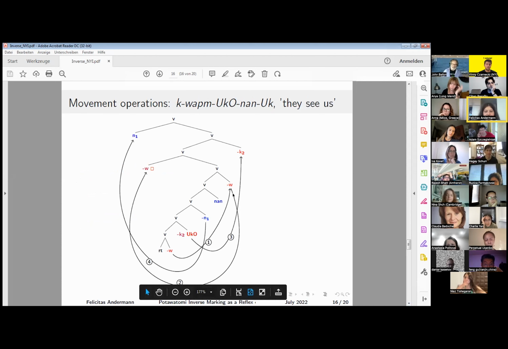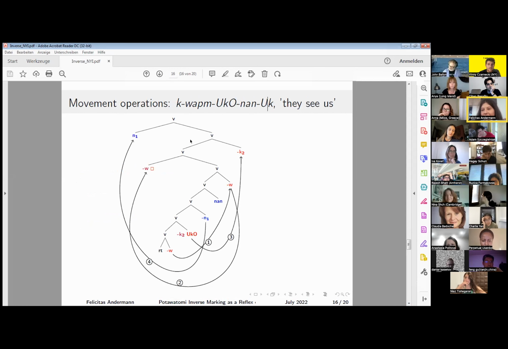Here you see a simplified step of movements in the form quap magnanek, they see us, where the less salient argument is the subject.